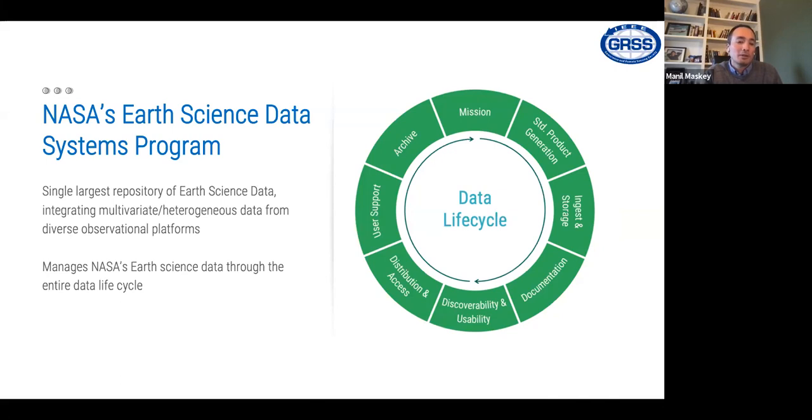applications around those data. The problem now is that we have about 40 petabytes of data currently in the archive, but in the coming few years, as you saw in that missions diagram, the data archive is projected to reach 250 petabytes.